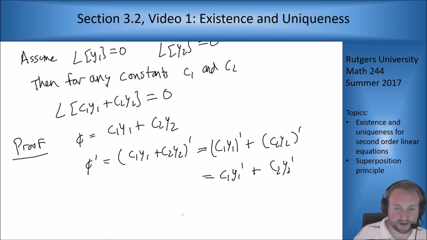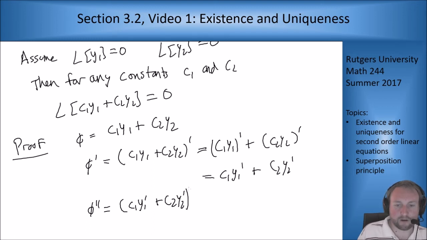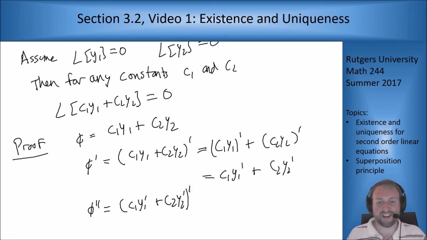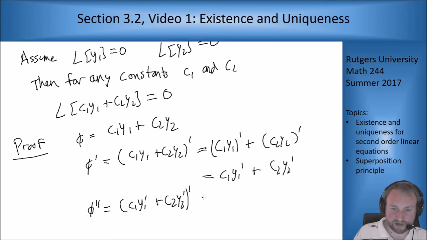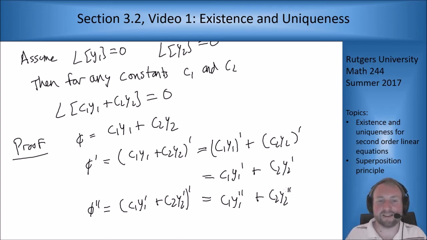We can do this again. What is phi double prime? Well, that's going to be (C1y1 prime plus C2y2 prime) prime. And if I do the exact same steps, what I'll see here is I get C1y1 double prime plus C2y2 double prime. And now I want to plug this into L.